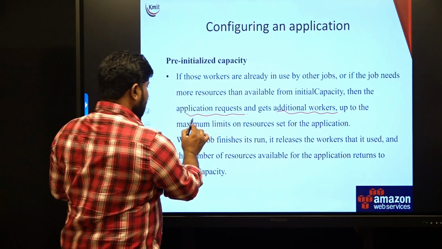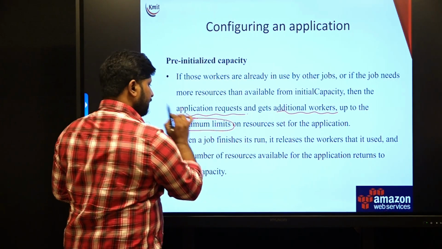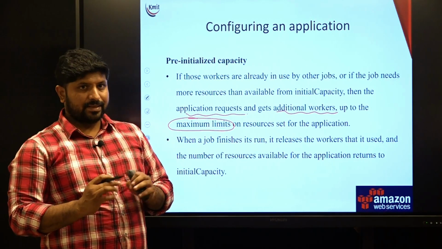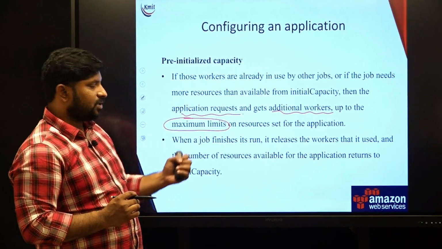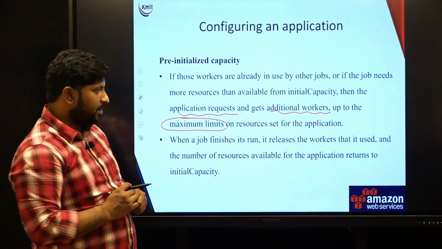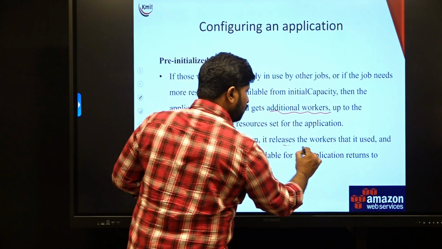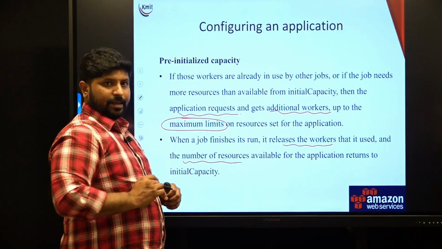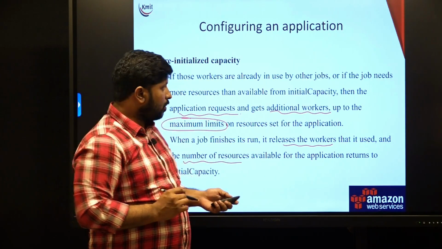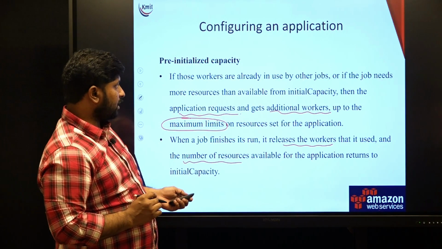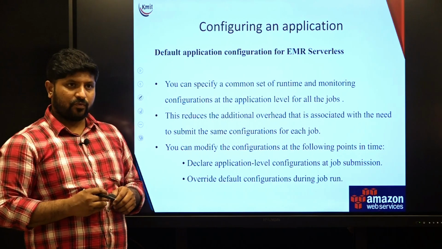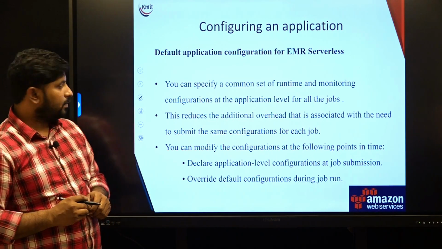So, in this case, what your application will do is, it will check what is the maximum limit for an application. If there are resources in the maximum limit, it will fetch the resources from the maximum limits, and it will release those workers to the jobs which are going to be running. Once the job finishes its processing, then it will release those resources first which are additionally occupied.